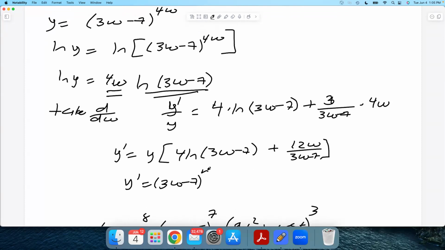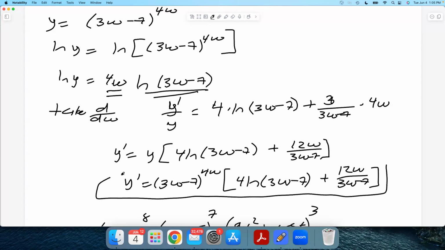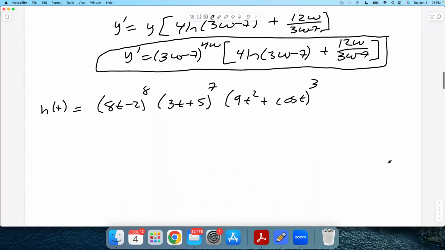So once you get the hang of these, they're kind of fun. They're not too bad, but there is a learning curve here. And then we'll circle our final answer. Okay, now we can also use logarithmic differentiation to avoid doing a bunch of product rules and quotient rules.